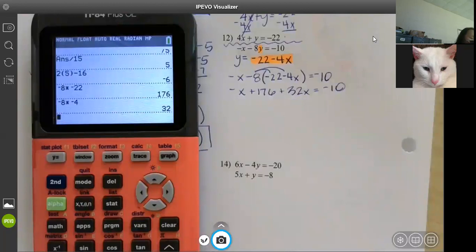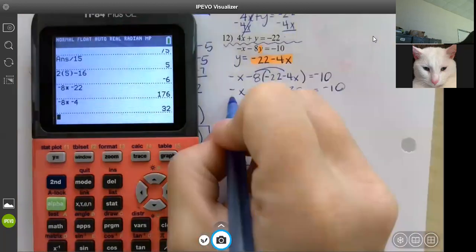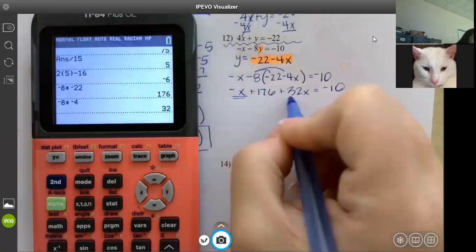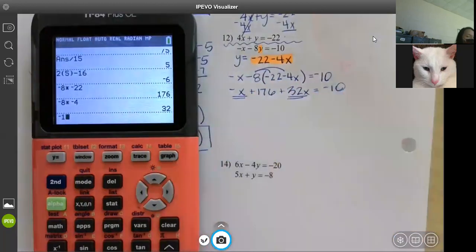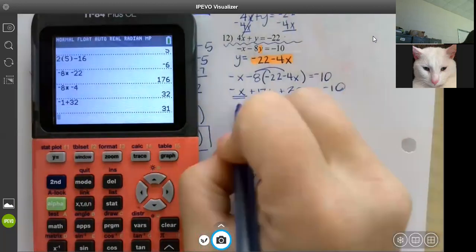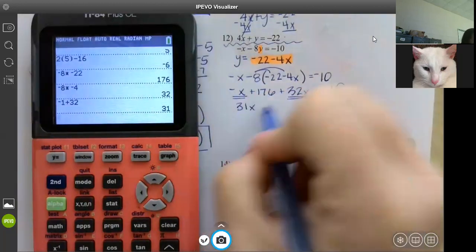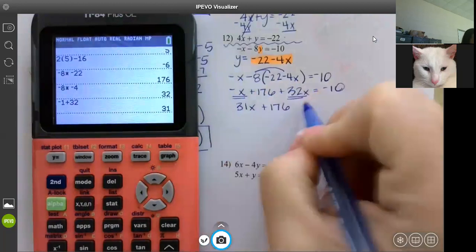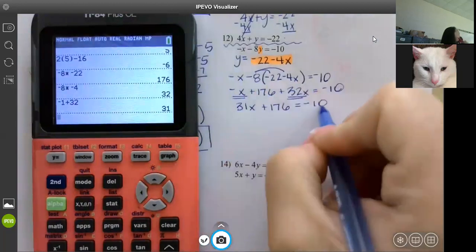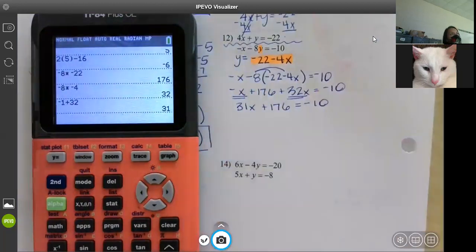We're going to add our like terms. We have two x's right here, so a negative 1x and a 32. So we're going to add those together, negative 1 plus 32. And then rewrite everything else. Plus 176 equals negative 10. How do I solve?